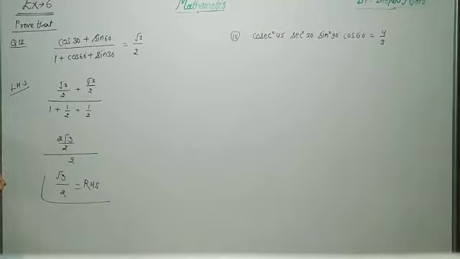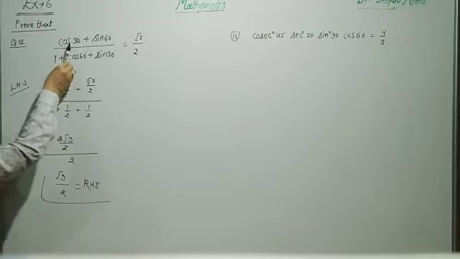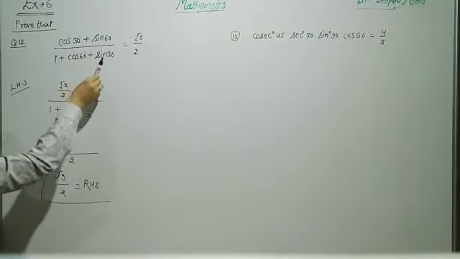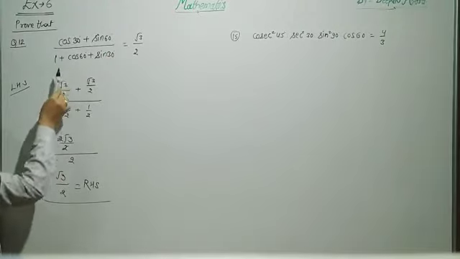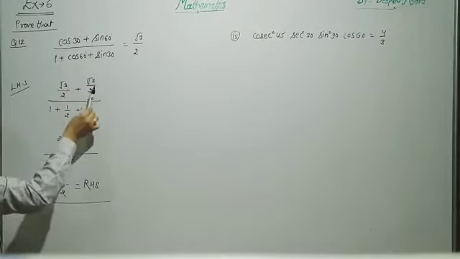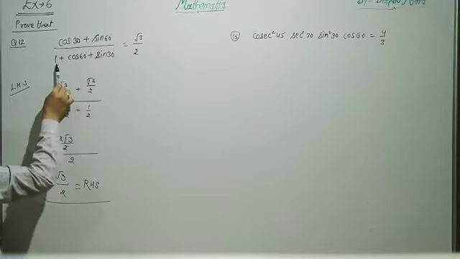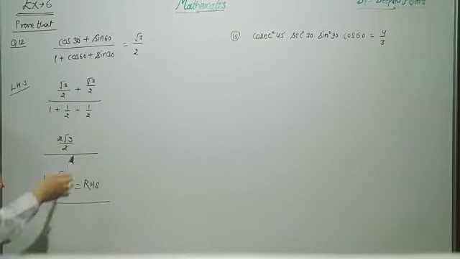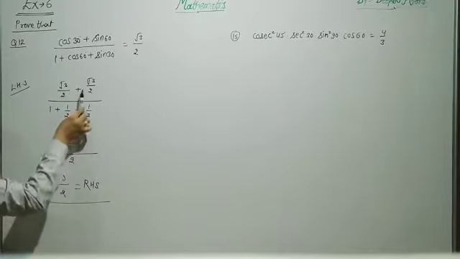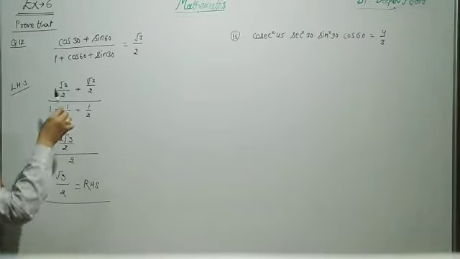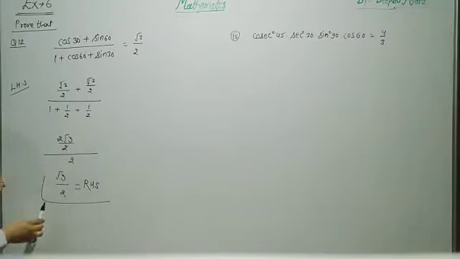It's simple. Again, the question is (cos 30 + sin 60) divided by (1 + cos 60 + sin 60) equals root 3 by 2. Taking the LHS, cos 30 is root 3 by 2 and sin 60 is also root 3 by 2, divided by 1 plus cos 60, which is 1 by 2, plus sin 60, which is 1 by 2. Half plus half is 1, and 1 plus 1 is 2. Taking the LCM, the numerator is 2 times root 3. Cancel 2 and 2, root 3 upside and 2 downside. Then the value root 3 by 2 is also the RHS.